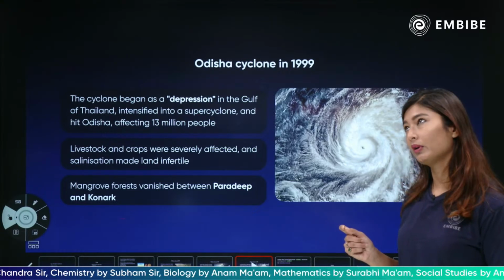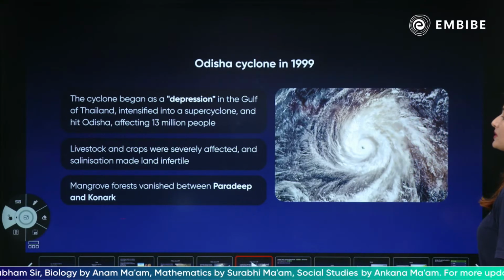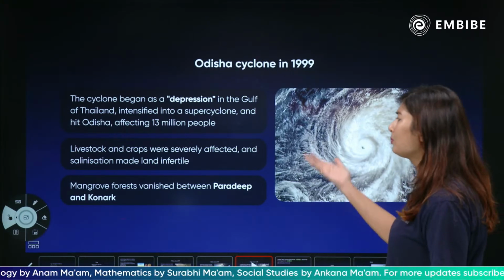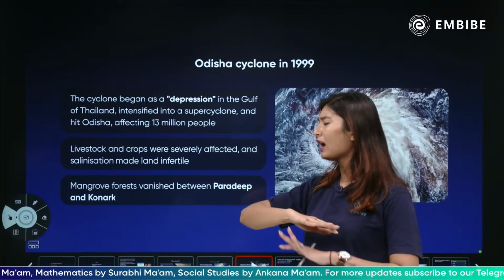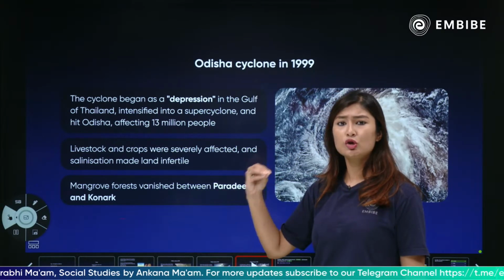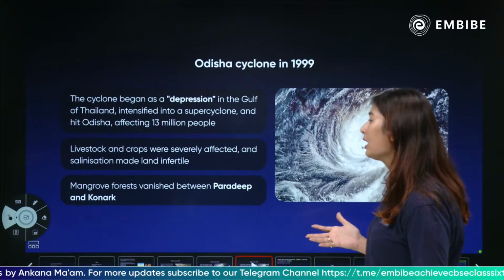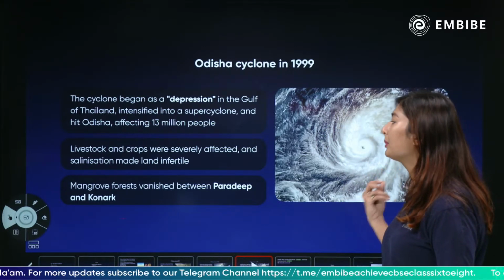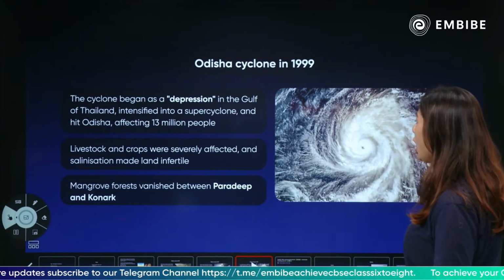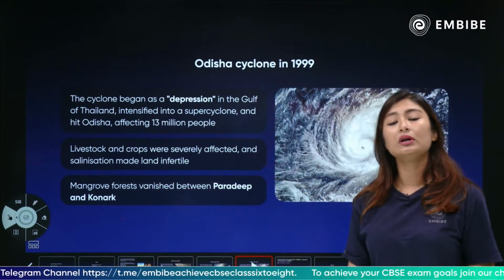people. 1.3 crore people were affected, right? Livestock and crops were severely affected. Naturally, 1.3 crore people, entire Orissa would have been completely over. Agricultural fields, animals, humans, their houses, the trees, the forest, nothing was left, and salination made the land completely infertile. Now, all the water from the sea had come and covered the land of Orissa.